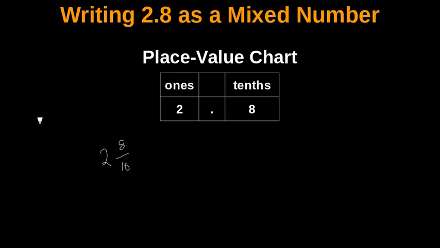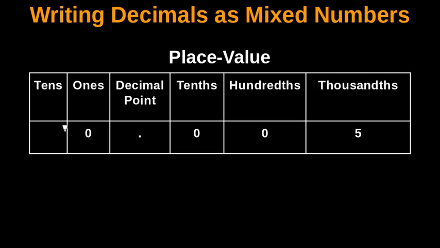Okay, all right, so let's take a look at some other examples. Looking at this interesting decimal, this decimal is 0.005. Okay, so it's written here in the place value chart. So how do we convert this to a fraction or a mixed number?